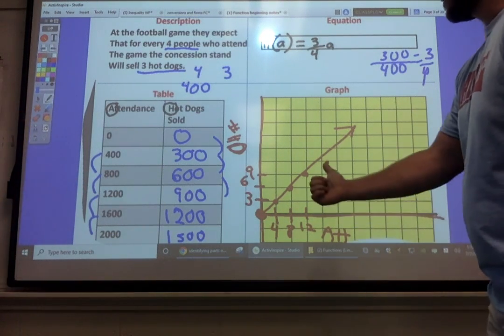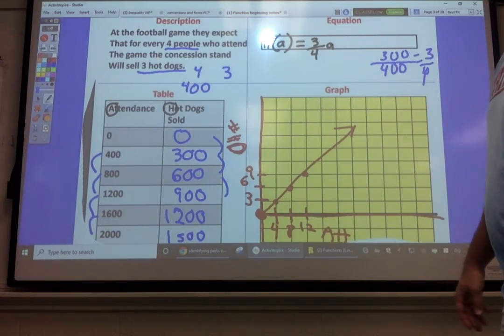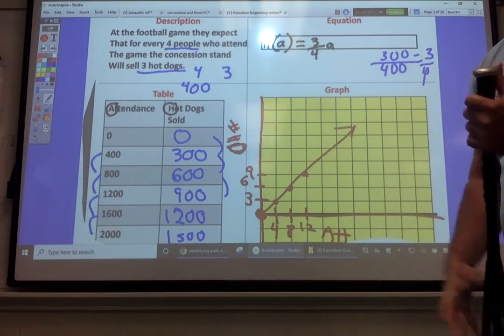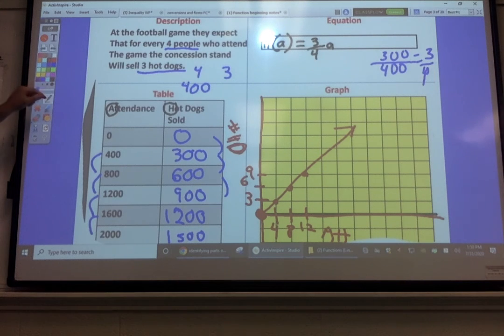Notice that the graph, too, it's constantly going up. There's not going to be a negative attendance. So there's not going to be negative numbers over here in attendance. And obviously you can't sell negative hot dogs either, right? Just something to think about. Awesome. Here we go. New situation.